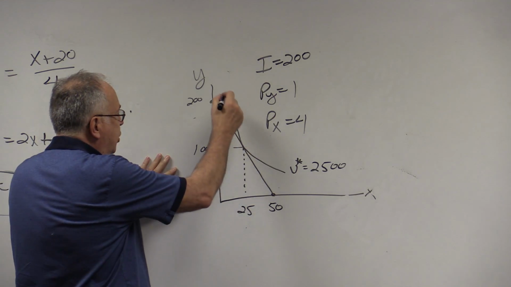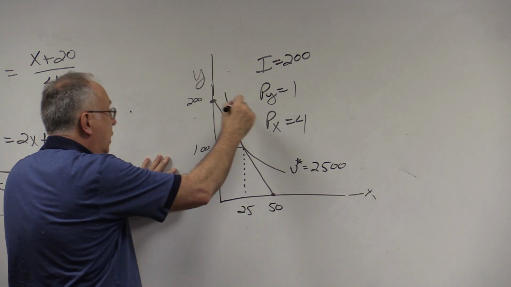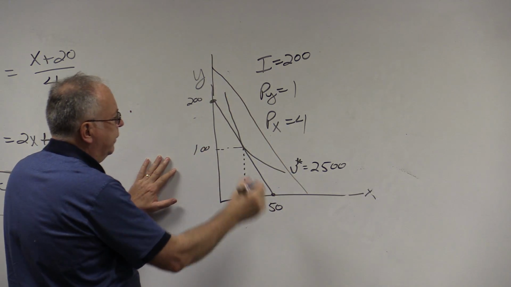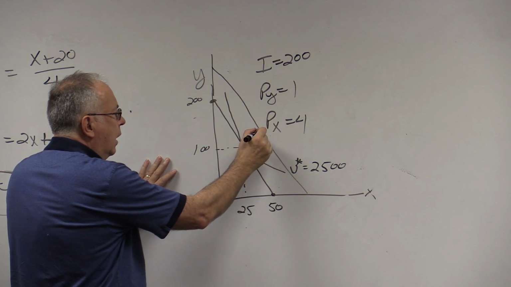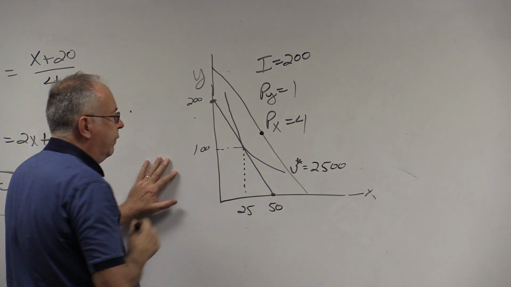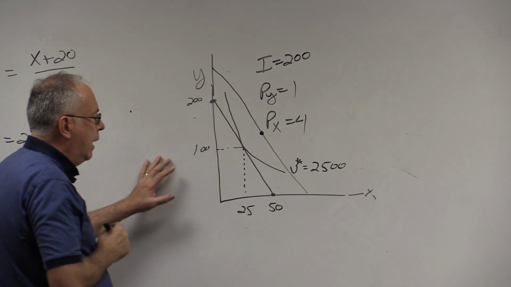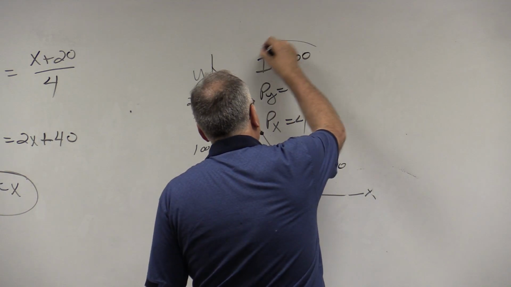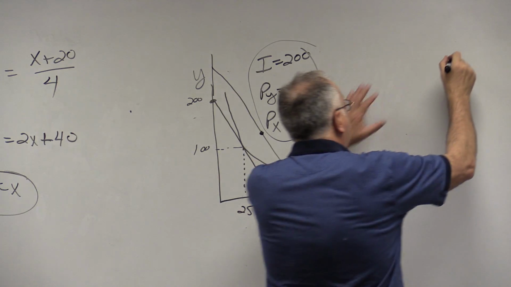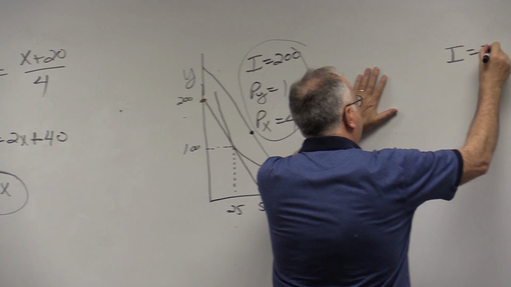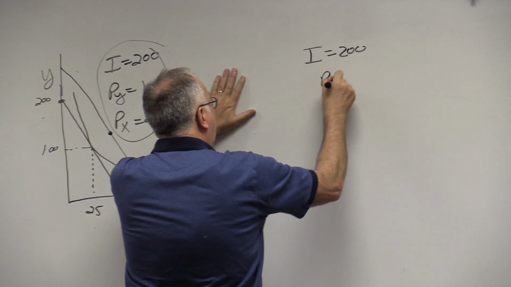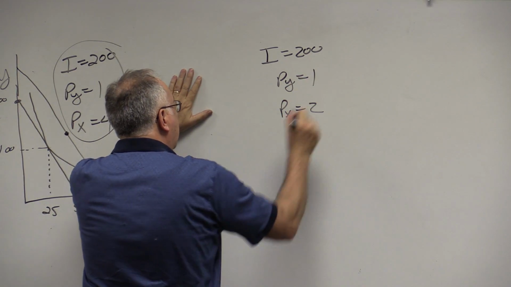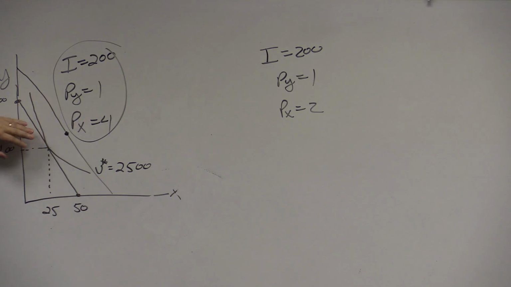And it's obvious that if it shifts to the right in a parallel fashion, you would increase your consumption of both x and y. Now, if the price of good x were to fall, in this example, suppose we hold income constant at 200. The price of y is 1, but say the price of good x is 2. Then what would happen in this diagram right here?